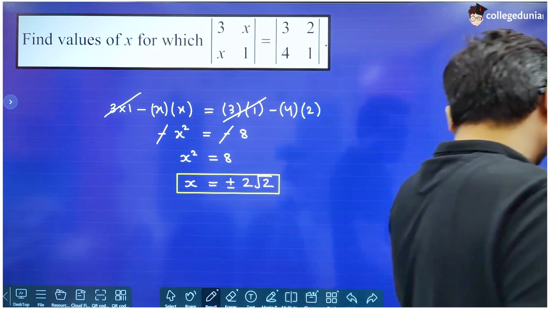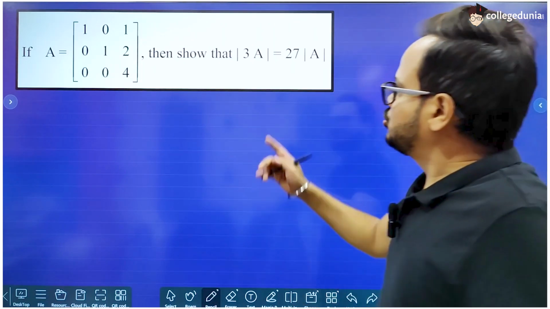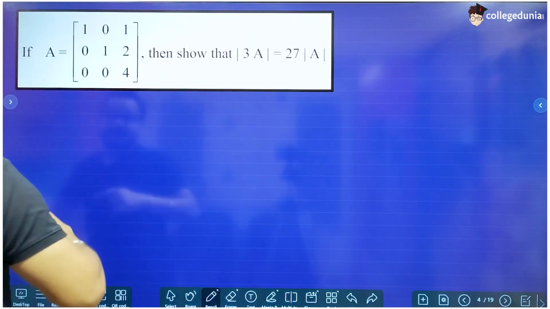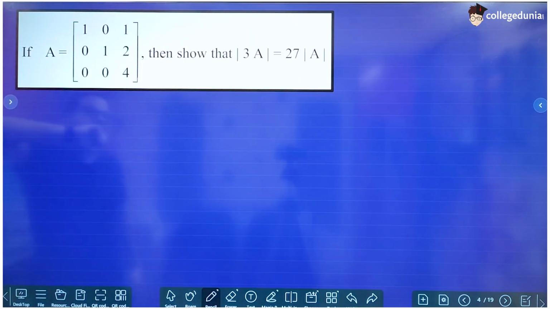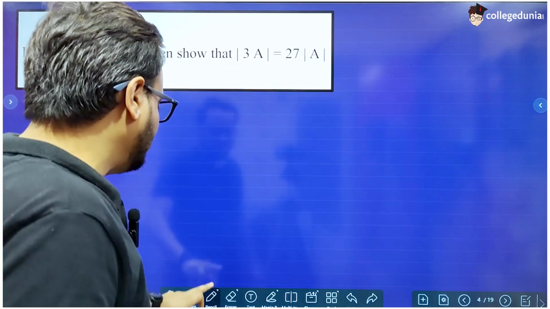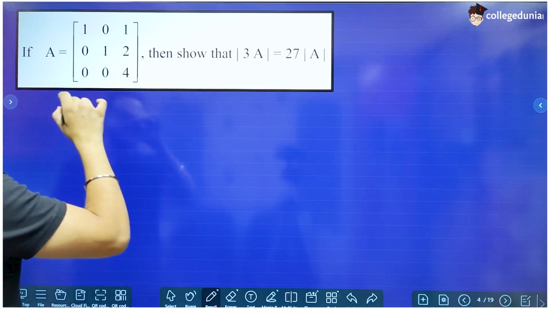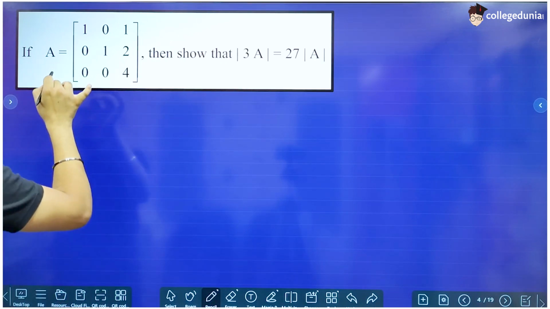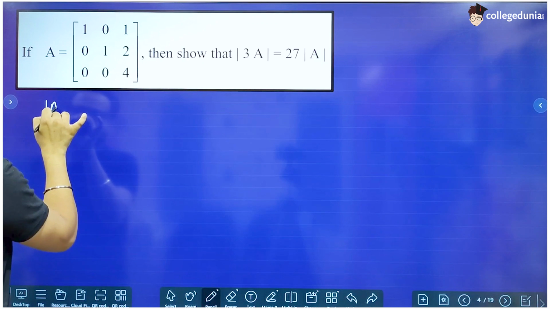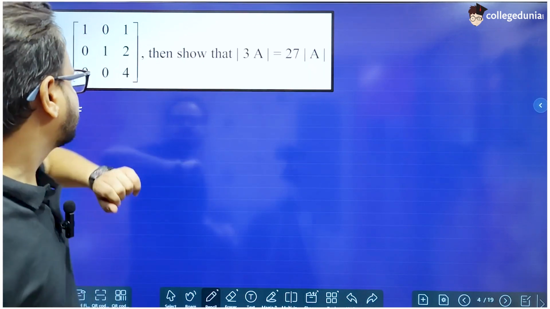Next, if A is this, then show that... okay, I have brought this question just to explain a very important property of determinants. First we will solve this question and then we will see what the property is. So let's first find the determinant value of A, because we need the determinant value of A in the question.